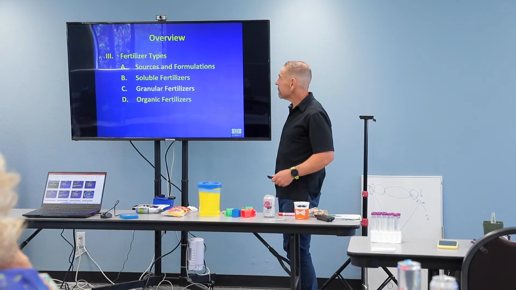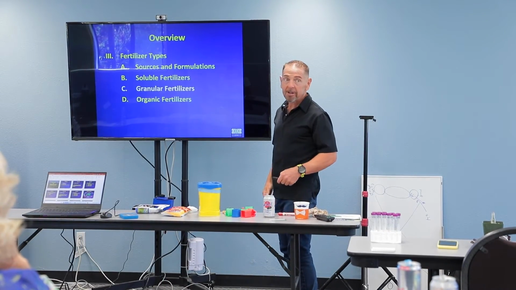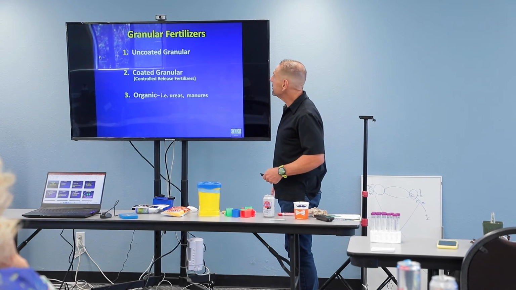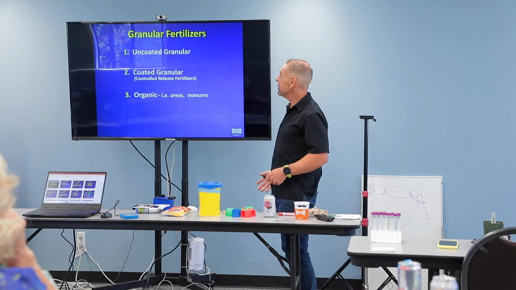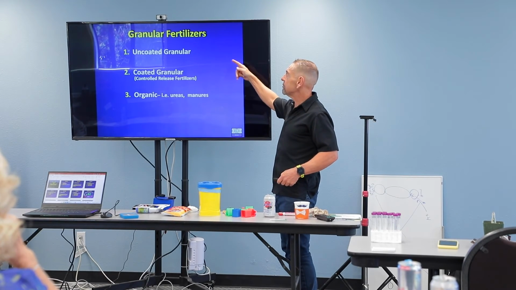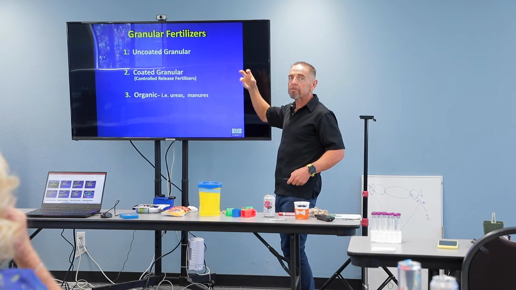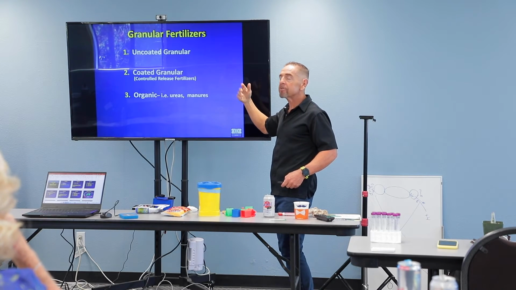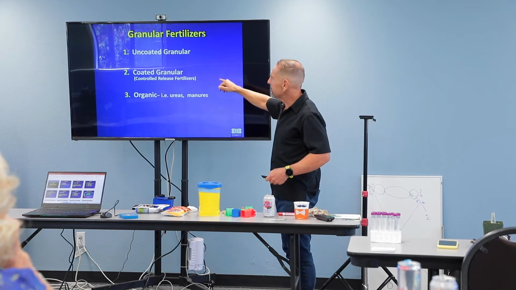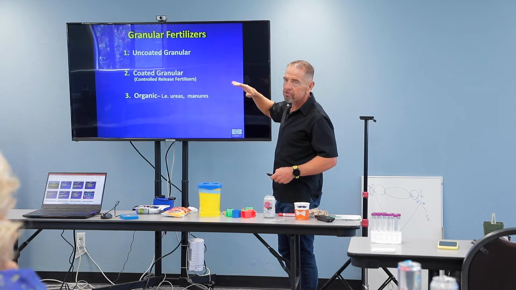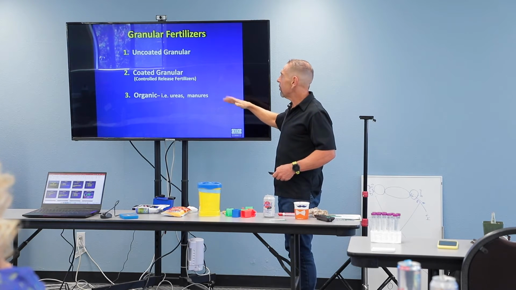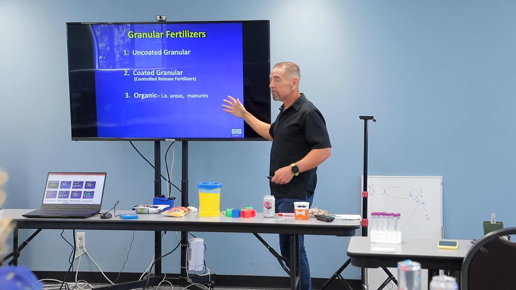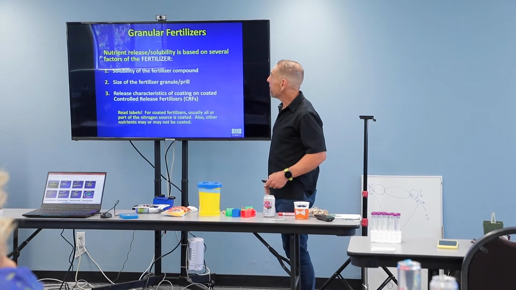Okay, so let's talk about granular fertilizers. We talked about the liquid feed. There are 3 different types of granular fertilizers, if you want to categorize them. Uncoated granular, like the brown rock or limestone. Coated granular, which are a lot of controlled release fertilizers covered with polymer, which we'll talk about. And then there are the ureas and ammoniums.